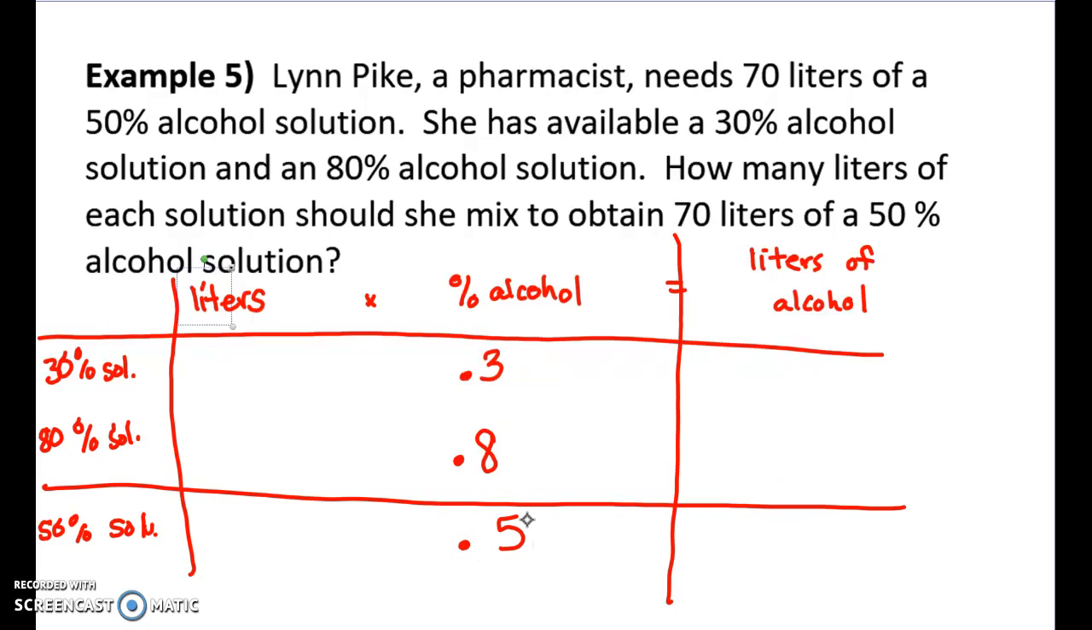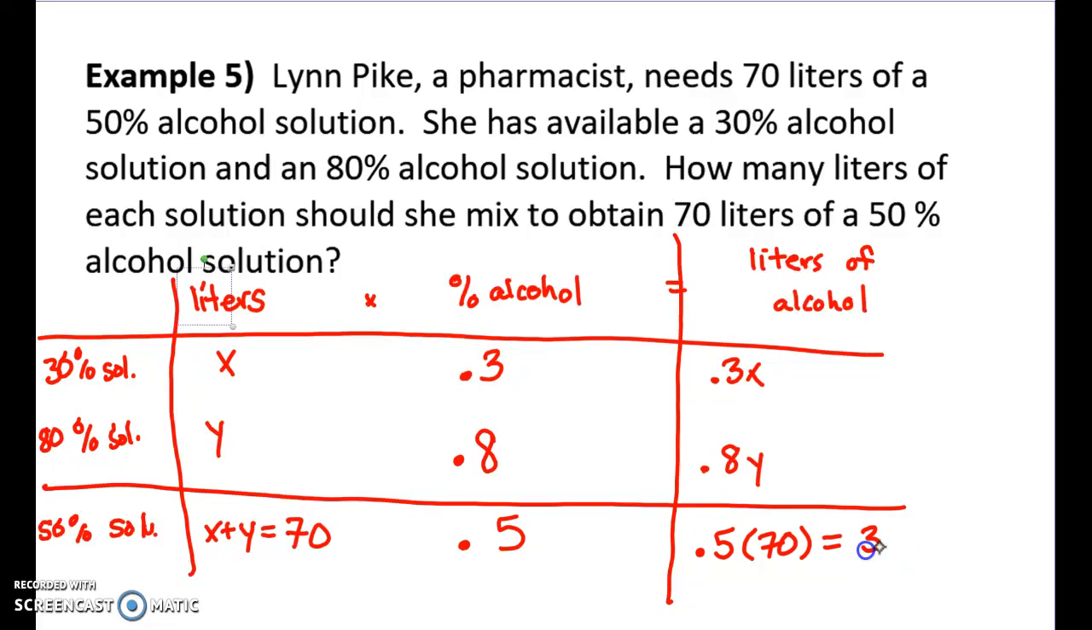I don't know how many liters of 30 and 80% I have. I'm going to call them X and Y. But I know in the end, I want to produce 70 liters. So that means in the end, I need my X plus Y when I add them together to get me to 70. That's the goal. Now the actual liters of alcohol in these solutions would be 0.3X and 0.8Y. And in this case, to get my 70 liters at 50%, that'd be 0.5 times 70, or in the end, we need 35 actual liters of alcohol in our end solution.